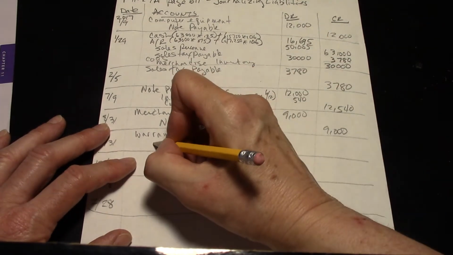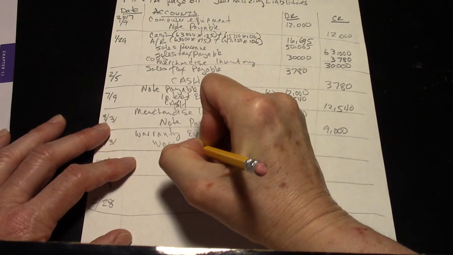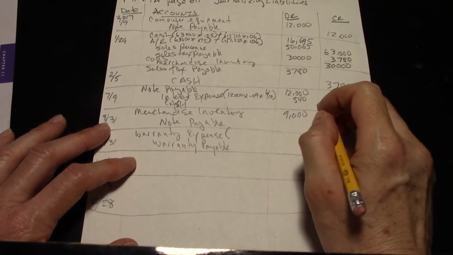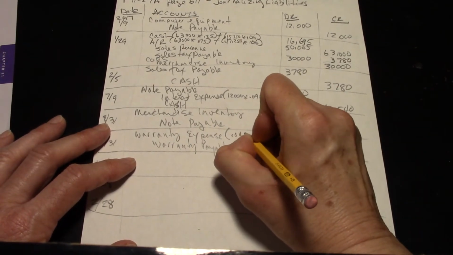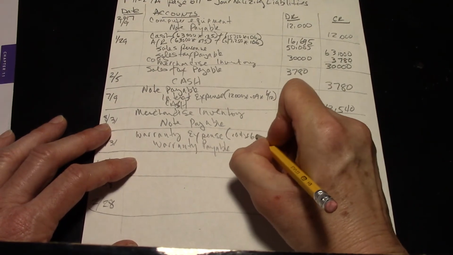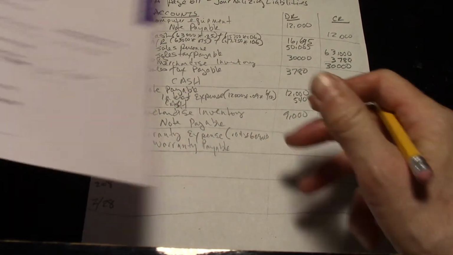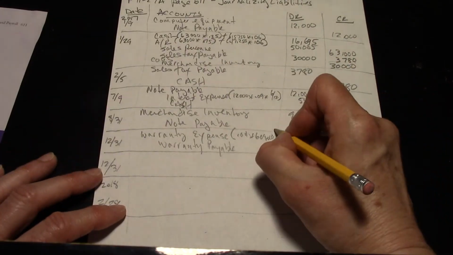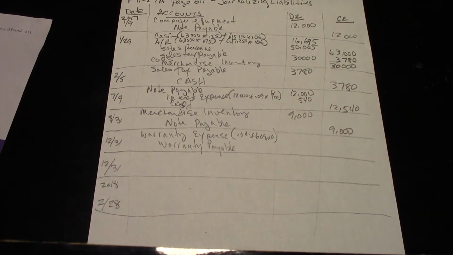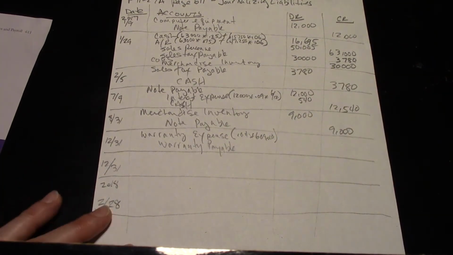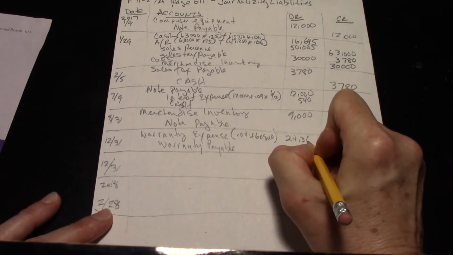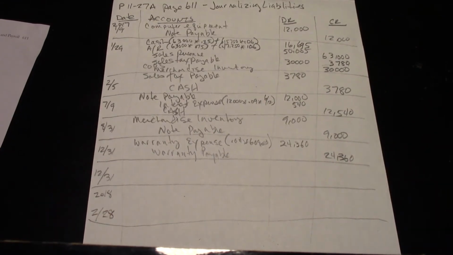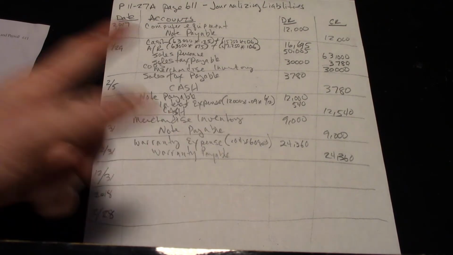Warranty expense and warranty payable. So what did they say? 4%, 0.04 times 609, and of course that 609 is just what they tell me. That was our total sales for the year. We estimate 4% will get returned. Right, so 4% of that is equal to 24,360. All right, there we go. Excellent. There's a liability, warranty payable.